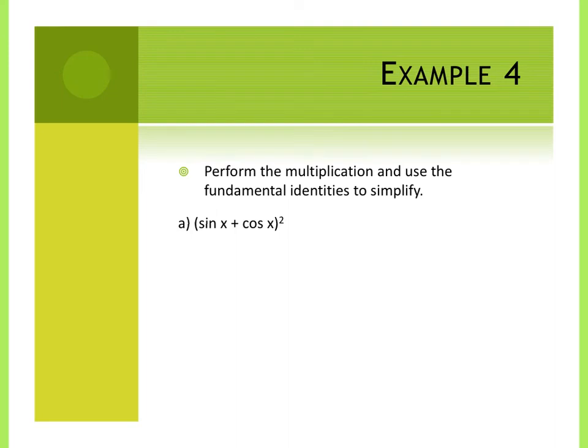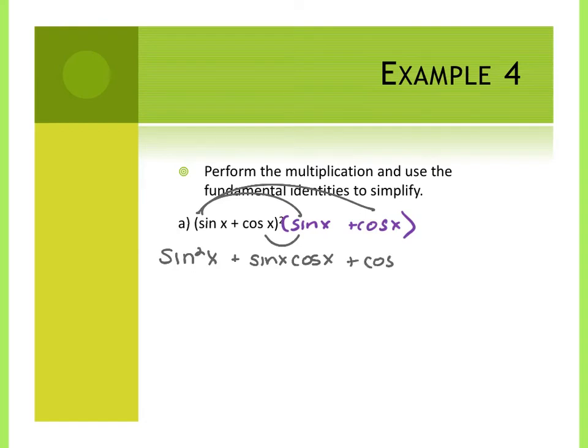Okay, example 4 says perform the multiplication and use the fundamental identities to simplify. Again, quiz instructions would be simplify. So if I see something that's raised to the second power, what am I going to do? Duplicate it and do sine of x plus cosine of x. And if it was set equal to a number, you would square root it. You're right on that. Okay, but I'm going to duplicate it, and then I'm going to FOIL this out. So sine times sine is sine squared x. Sine times cosine, sine of x times cosine of x. Cosine times sine, cosine of x, sine of x. And cosine times cosine, cosine squared x.